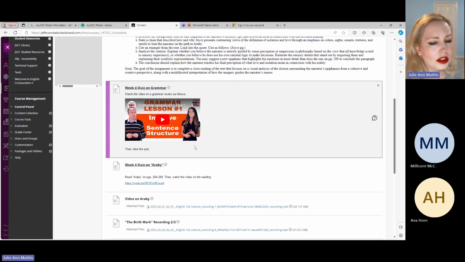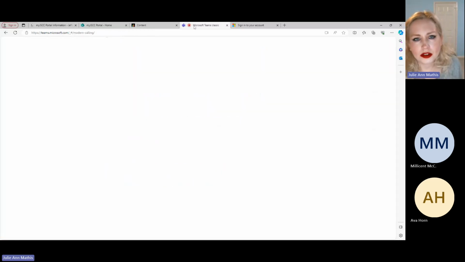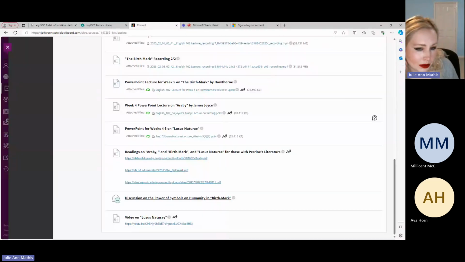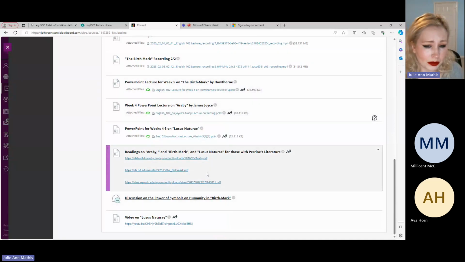All right. And then we'll just, let's see, it is 8:43. So with Birthmark, I'm just going to go over a little bit of Birthmark too, because that's part of the discussion. Birthmark and Lusus Naturae are very similar because they're both about women. Lusus Naturae is a more extreme version. Well, they're both pretty extreme, but I would consider Lusus Naturae a very extreme version of Birthmark, even though Birthmark is definitely a different type of story.